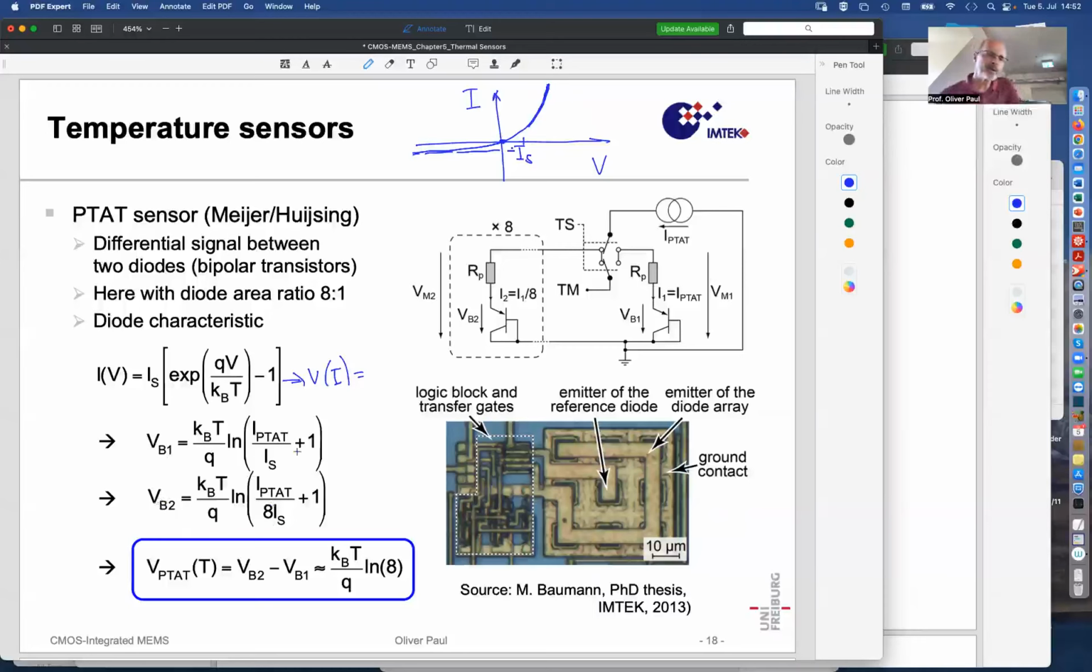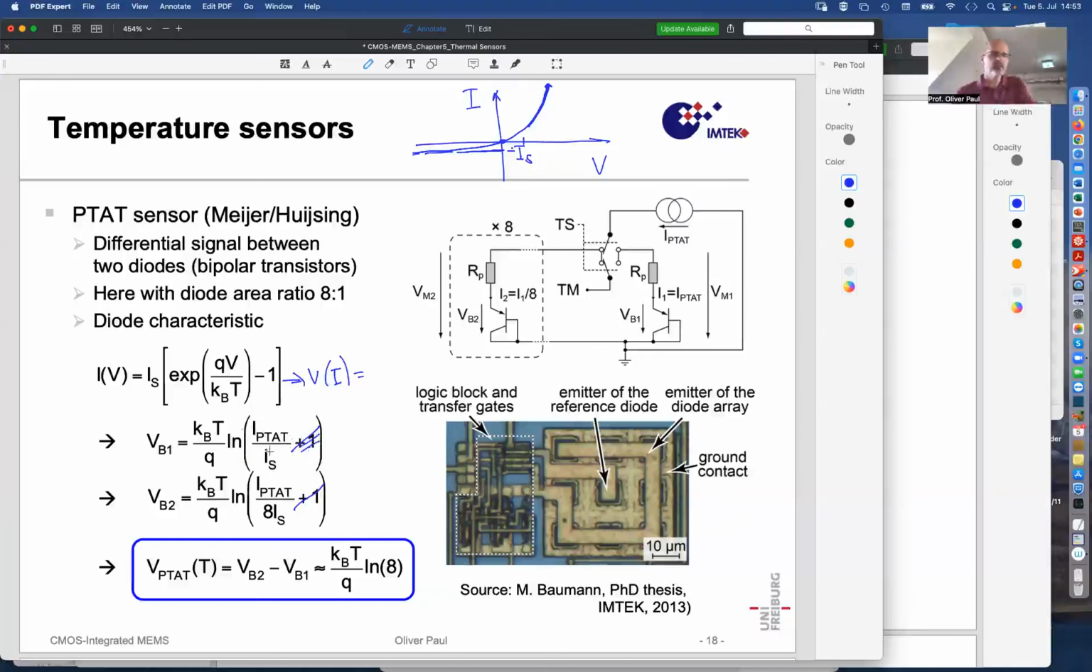And then I make a little simplification. I just cross out the plus 1, because the current I through a diode can be much, much larger than the saturation current. This is not an exaggeration. It can be powers of 10 larger than IS, if Q is large enough. And so this ratio here is many powers of 10 larger than plus 1. So I neglect the 1.